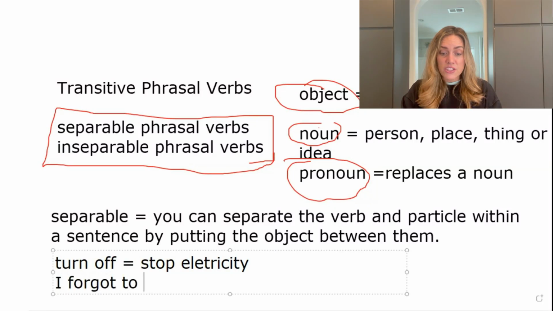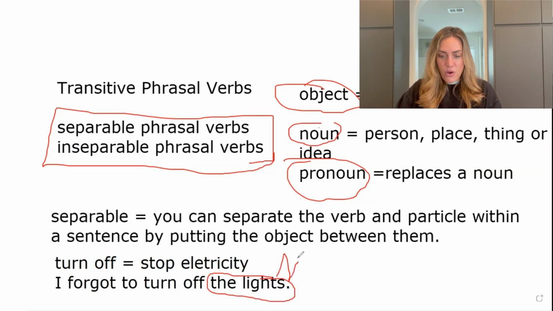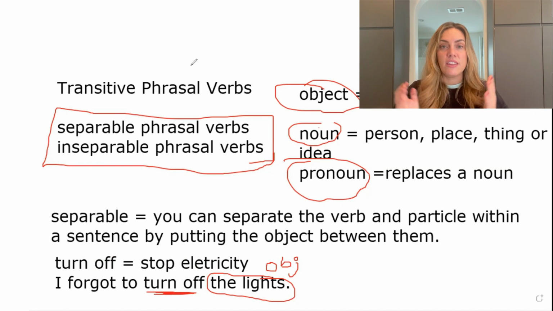So here I can say, I forgot to turn off the lights. Okay, here, the lights is the noun. So in other words, the lights is the object. Why is it an object? It's an object because it's coming after a verb. It's coming after a phrasal verb. So I forgot to turn off the lights. So in this case, this phrasal verb is stuck together. Turn and off come right next to each other.